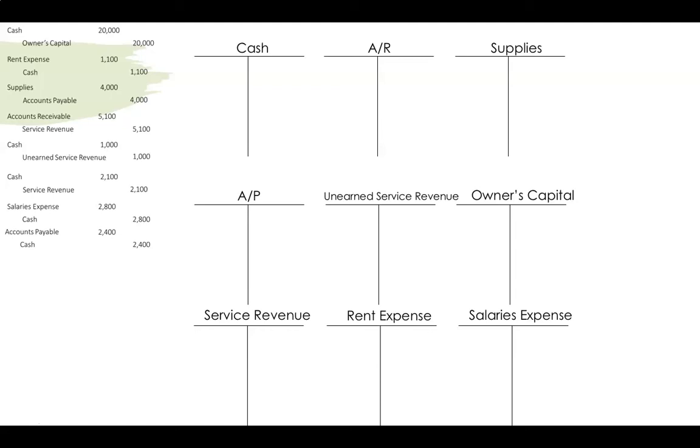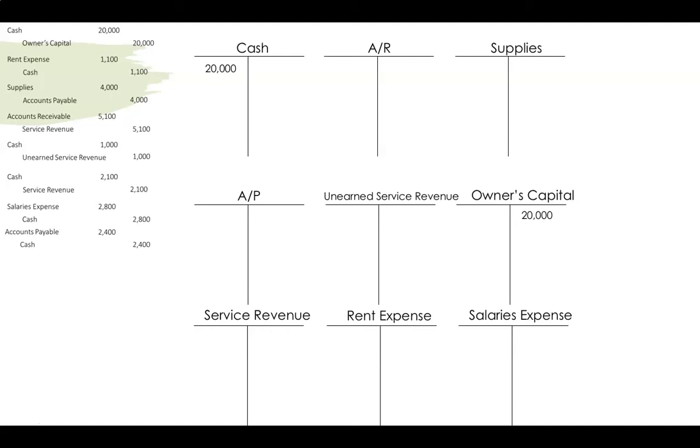So anytime that we debit cash, we'll put the amount that we debited cash for over on the left side of our T account. Anytime that we credit cash, we'll put the amount over on the right side of our T account. And we use these T accounts so we can figure out the balances in all of our accounts. So our first journal entry, we debited cash $20,000 and credited owner's capital $20,000. So we can throw those into the two different T accounts.